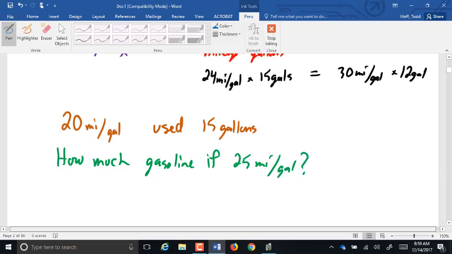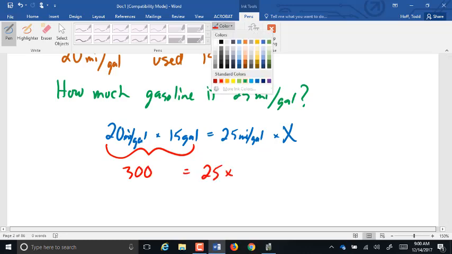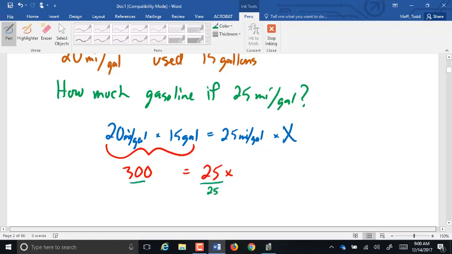So that relationship is your mileage, 20 miles per gallon, times 15 gallons, has to equal 25 miles per gallon times X gallons. How do we solve for X? Well, 20 times 15 is 300. We divide by 25. That would give us 12 gallons of gas for that trip.